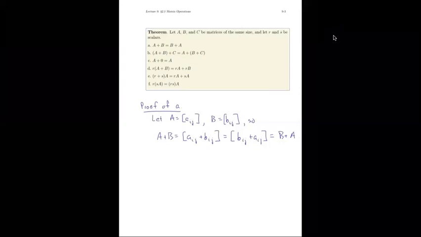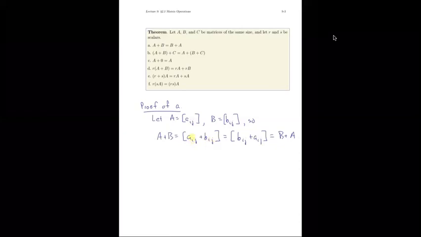So proving part A, we let A be the matrix A_ij with subscripts ij, and B will denote the matrix lowercase b with subscript ij. So these are all the entries of A and B. This is the ij entry of A, the ij entry of B, for i ranging from 1 to m and j ranging from 1 to n if A and B are m by n matrices. A plus B is equal to the matrix whose components are added together as a_ij plus b_ij. So for each position, we add each corresponding position together.